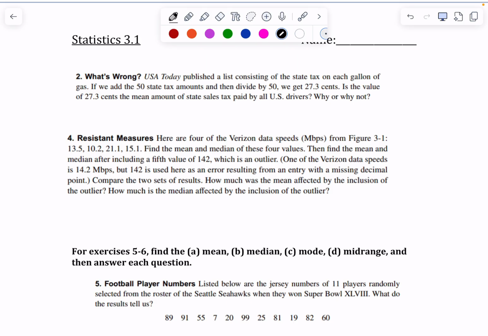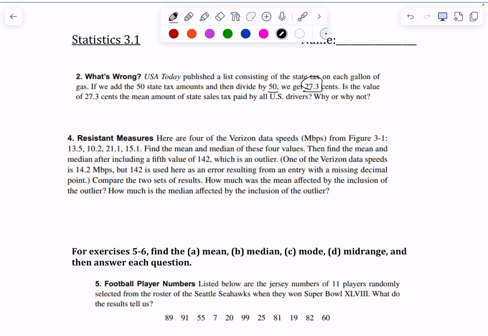A USA Today poll published a list consisting of the state tax on each gallon of gas. If we add the 50 states' tax amounts and then divide by 50, we get this many cents. Is that value the mean amount of state sales tax paid by all U.S. drivers? Well, not everybody pays the same amount. In Nebraska, our average is $3.85, whatever it is. In California, it's $4, whatever. If they average all those numbers together, is that the average amount that all U.S. drivers pay? No, because different states tax differently.